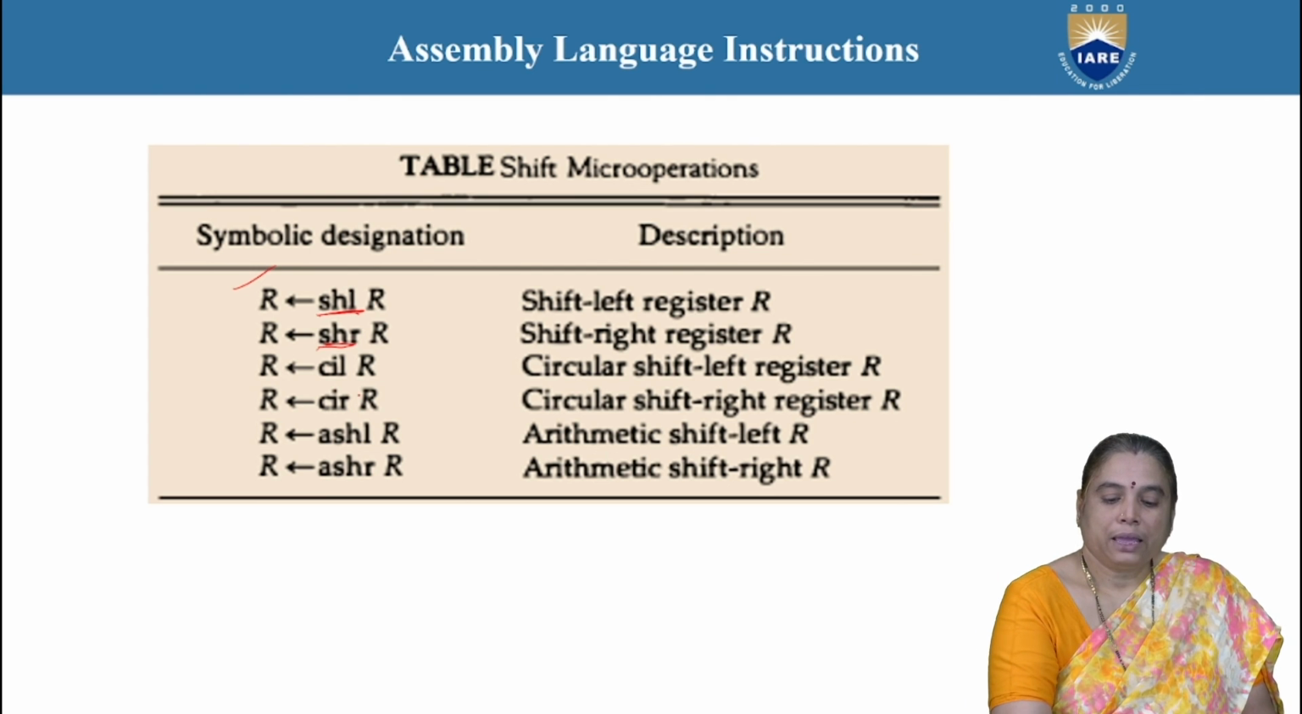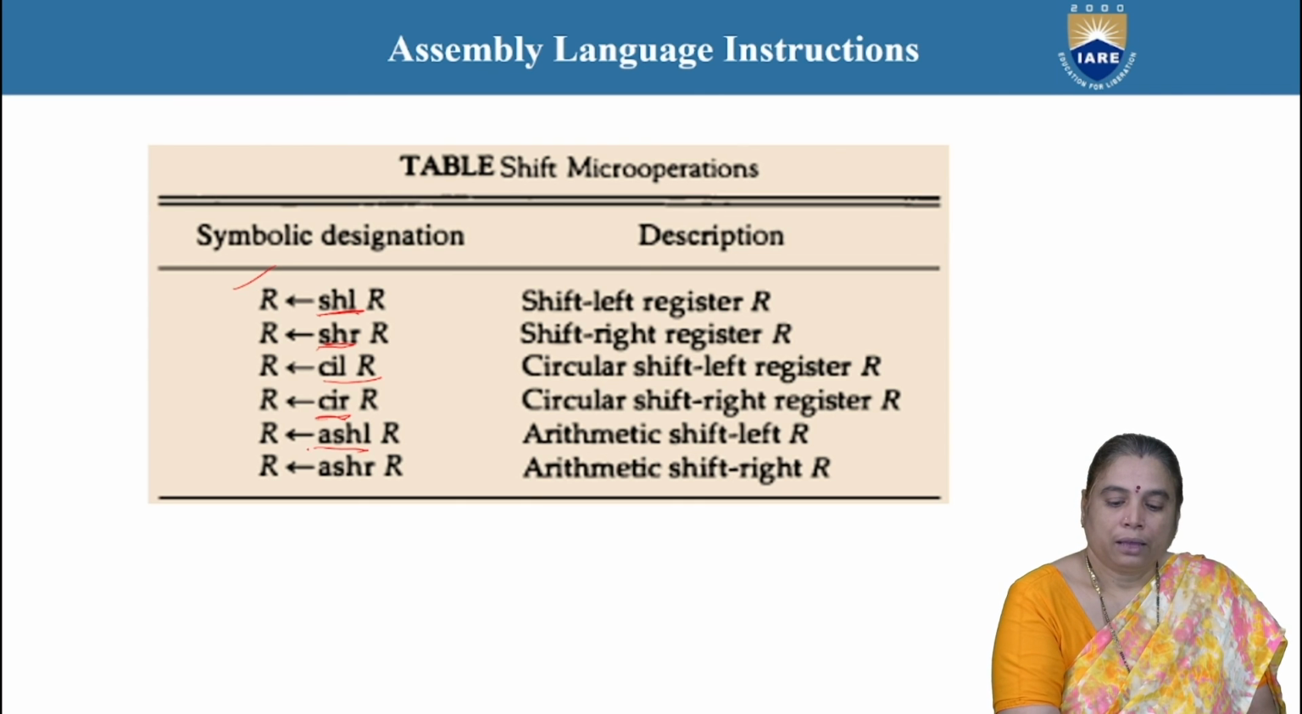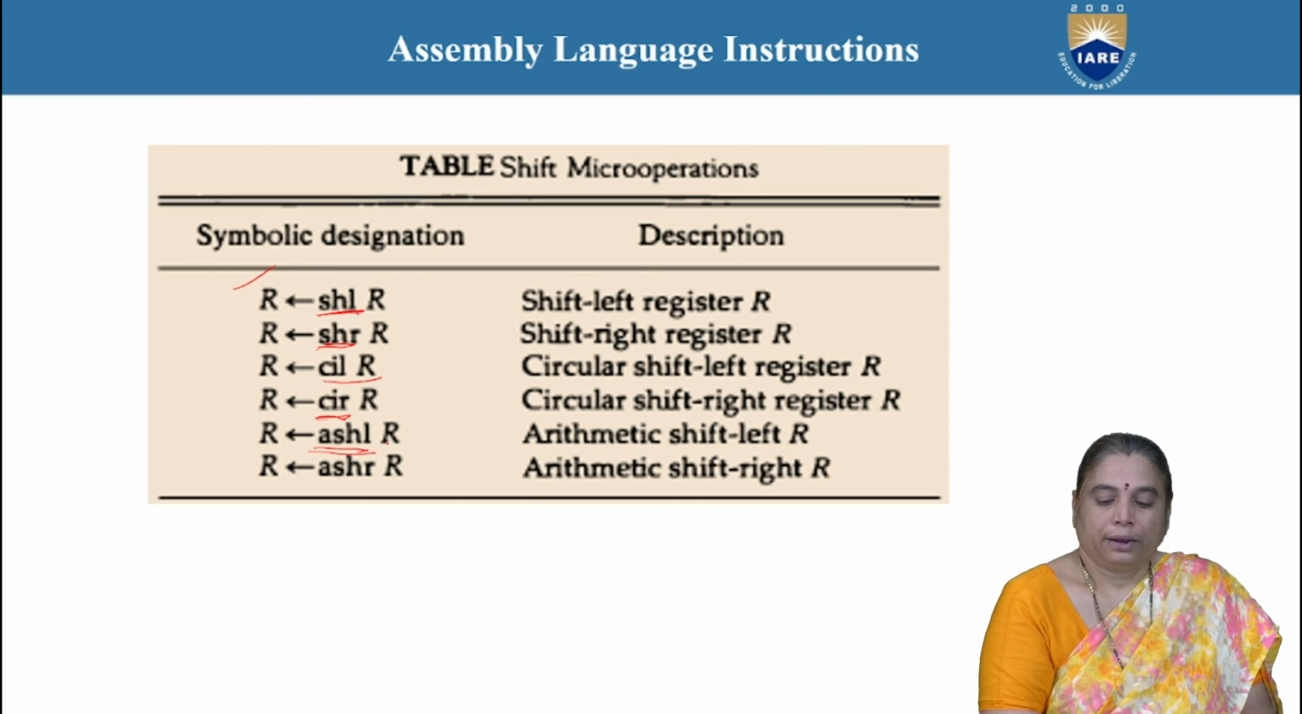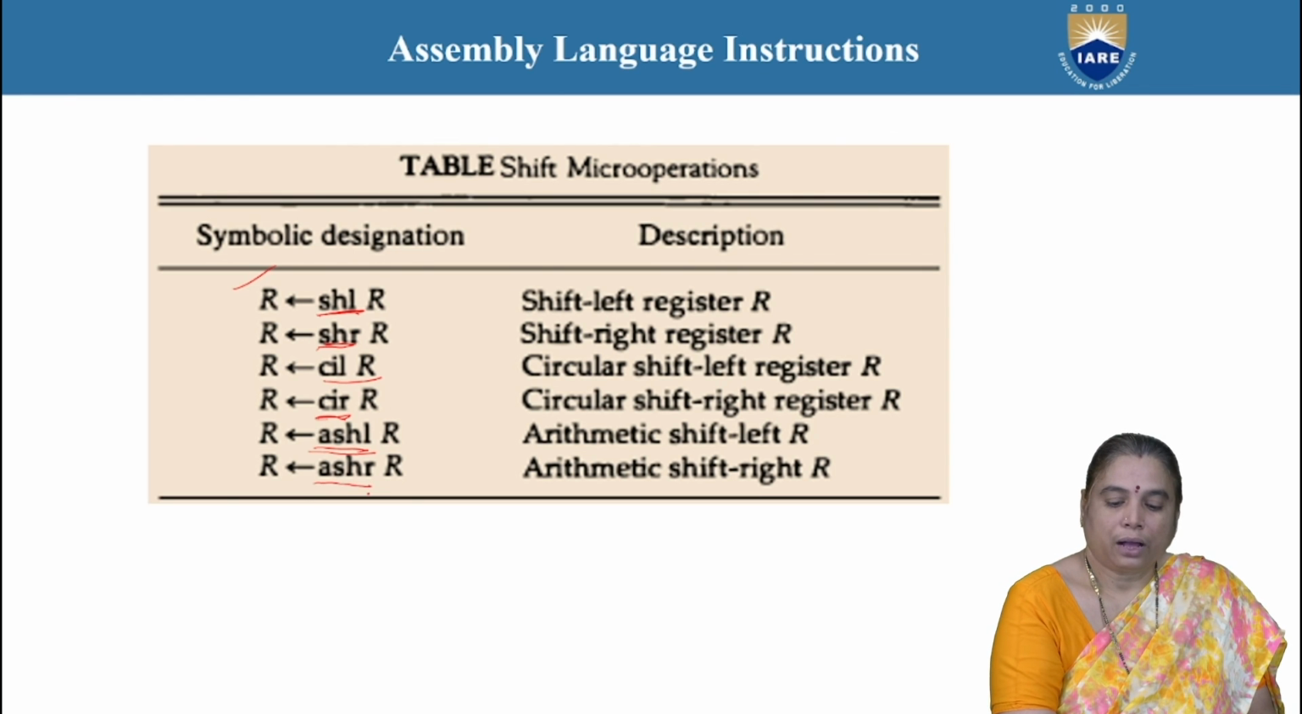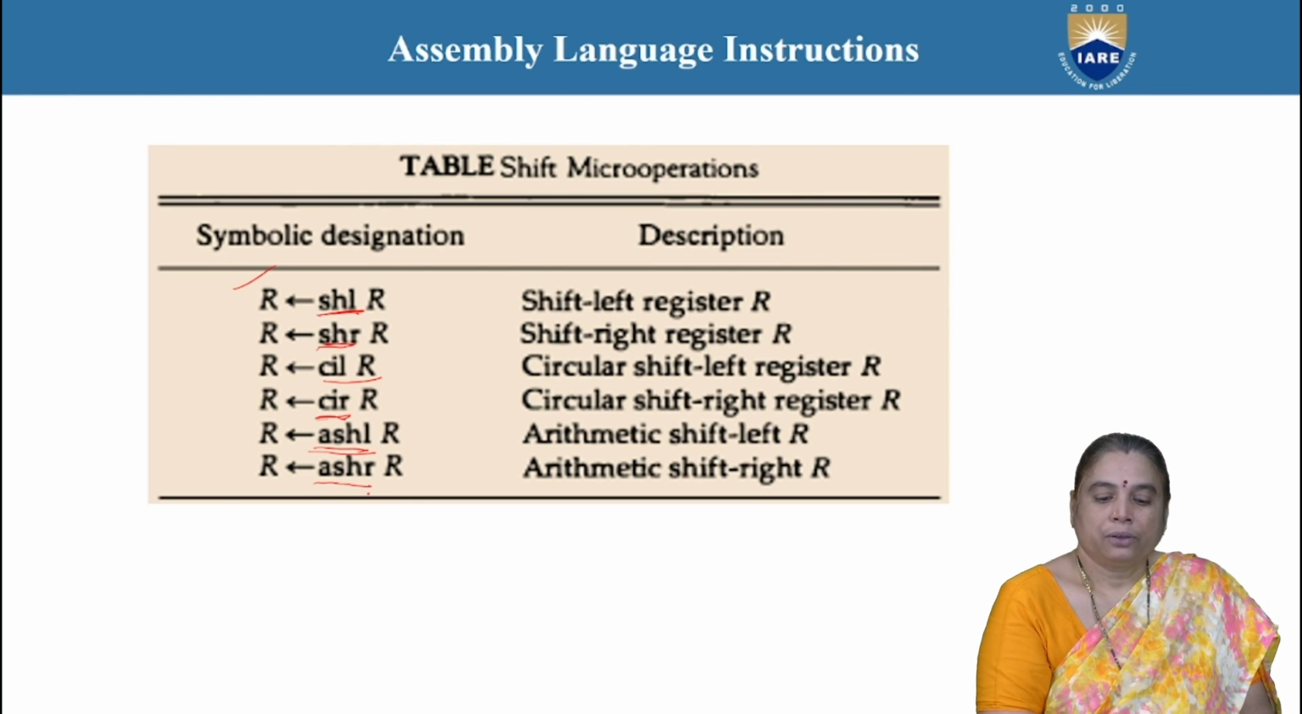Next is CIL, circular left shift, of the register content R. Next is CIR, circular right shift, of the register content R. After that, the arithmetic shift operations can be represented as ASHL, arithmetic shift left, and next, ASHR, arithmetic shift right. So these are the 6 shift micro operations.